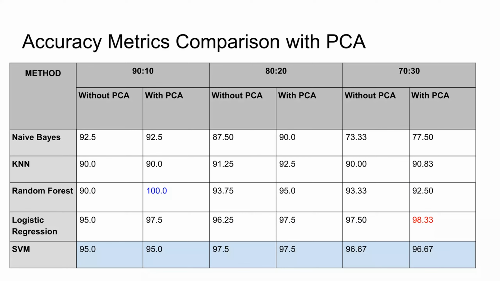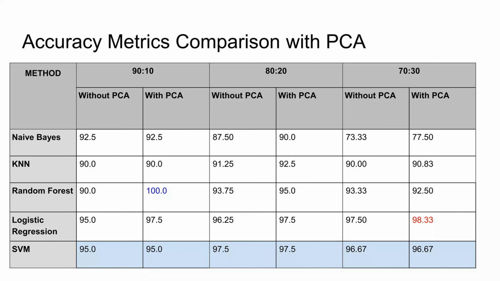Performance trend: accuracy remains unchanged at 90% for the 90:10 split with PCA. Performance improves from 91.25% to 92.5% with PCA for the 80:20 split. Accuracy slightly increases from 90.0% to 90.83% with PCA for the 70:30 split. Interpretation: KNN benefits from PCA in the 80:20 split, showing a notable improvement. The performance remains stable for the 90:10 split and slightly improves for the 70:30 split.